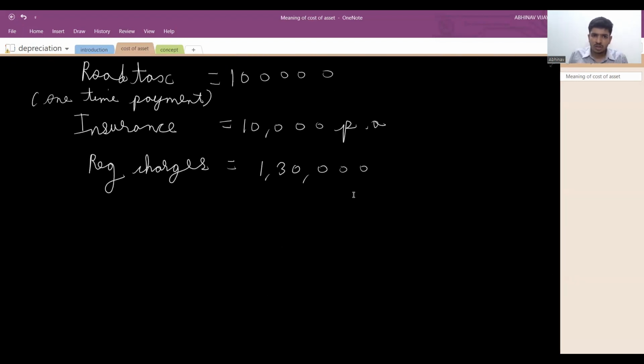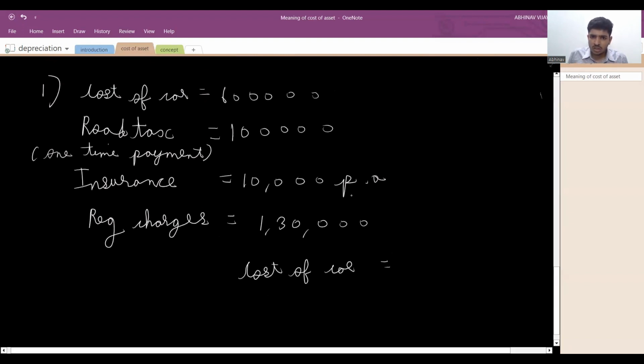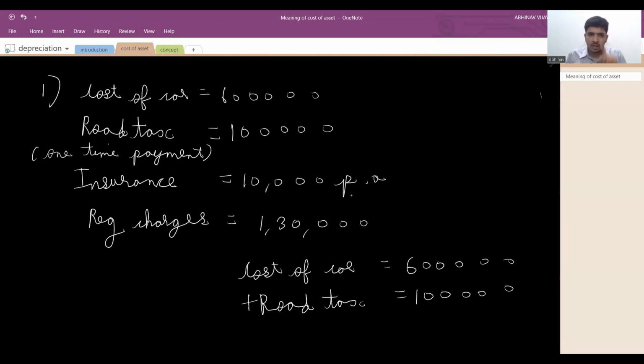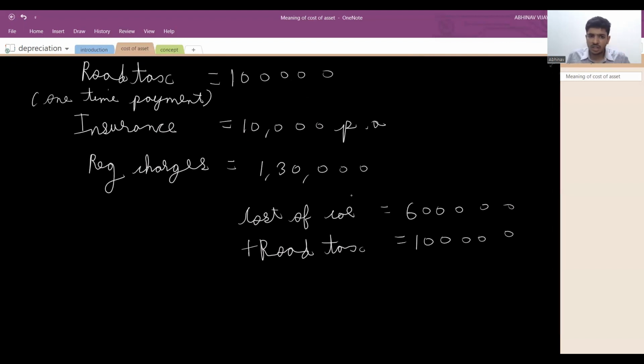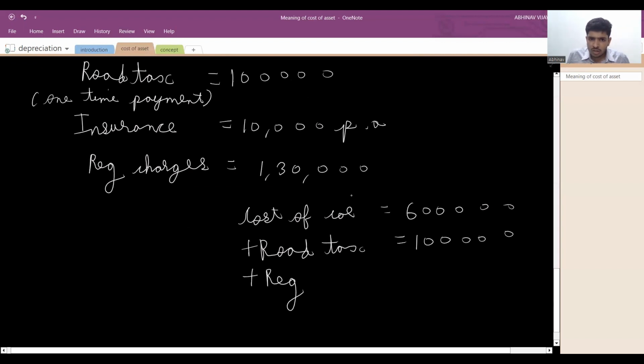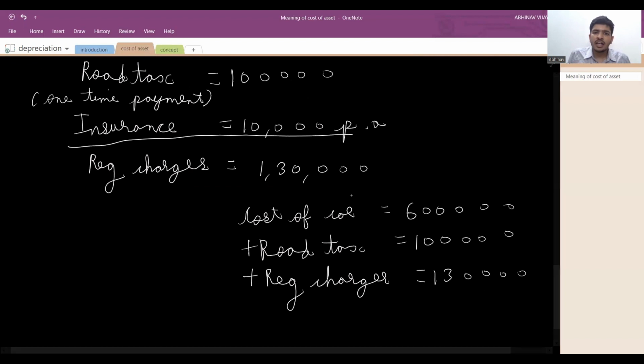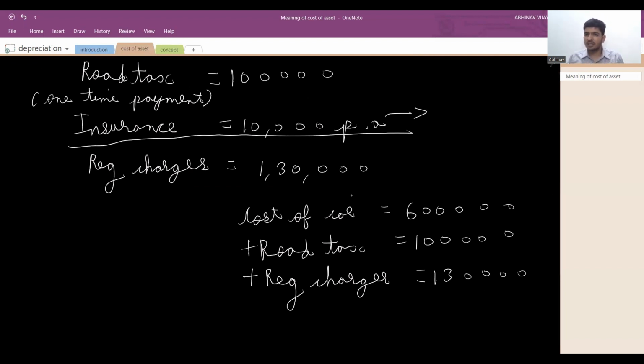So, cost of car is 6 lakhs plus road tax paid 1 lakh. Done. Now next, registration charges. Registration charges should also be paid at the time of purchase. It is before you bring it to the place of the asset. So registration charges 1,30,000.